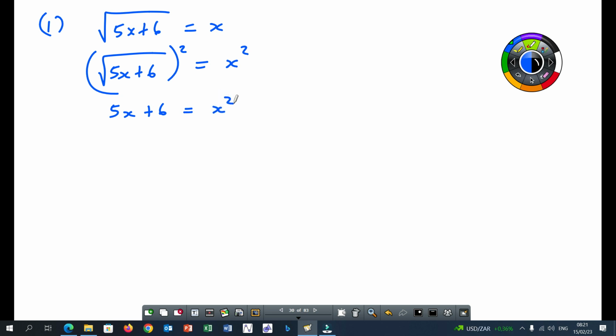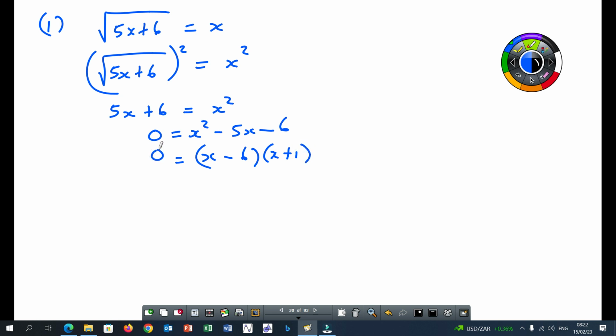Now, since we are focusing on quadratic equations, I have to form the standard form of a quadratic equation. So I'll take the 5x to the right, the 6 to the right. I'll get 0 equal to x squared minus 5x minus 6. Once you get there, you are spoiled for choice in terms of how to solve for x. You can use factorization or the quadratic formula. Fortunately, this trinomial can be factorized: x minus 6 times x plus 1.